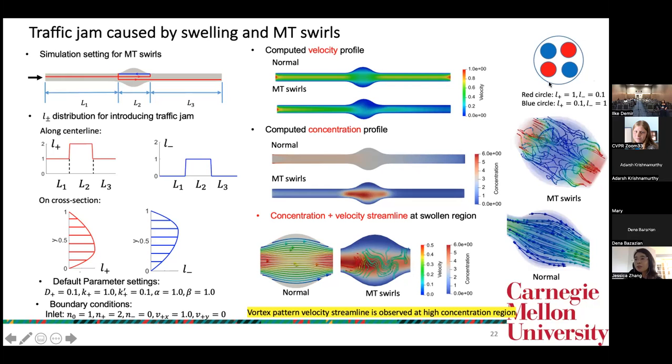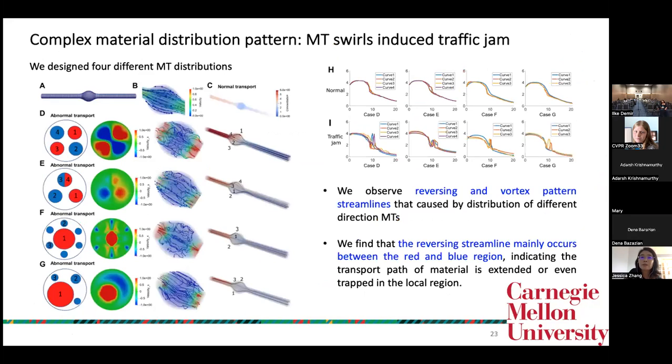In 3D, we use those red, blue definitions on the cross section. In the microtubule swirl, you see the normal one is like this, regular transport, but with the microtubule swirl, you see those irregular flows and the vortex pattern. It's interesting to see that those vortex patterns generally happen in the high concentration region. That is an interesting observation we get from the numerical results.